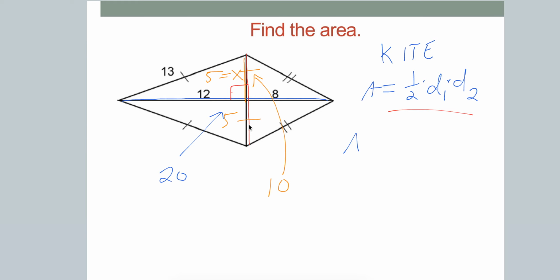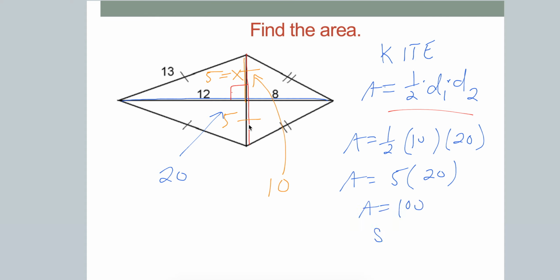So now we can plug it in to our formula, 1/2 diagonal 1. It doesn't really matter which one you call diagonal 1 or diagonal 2, but say 10, and then the other diagonal is 20. So 1/2 times 10, we get 5, times 20, we get 100 square units.